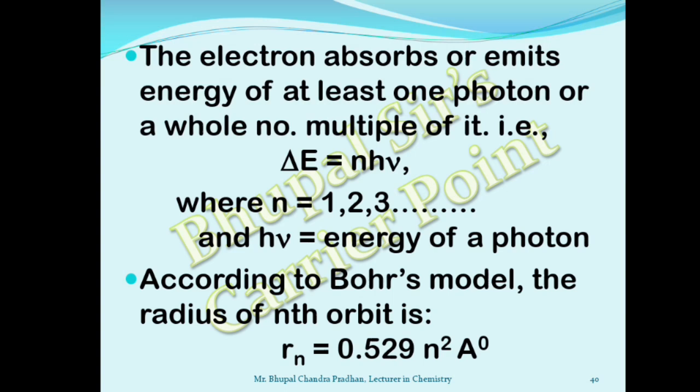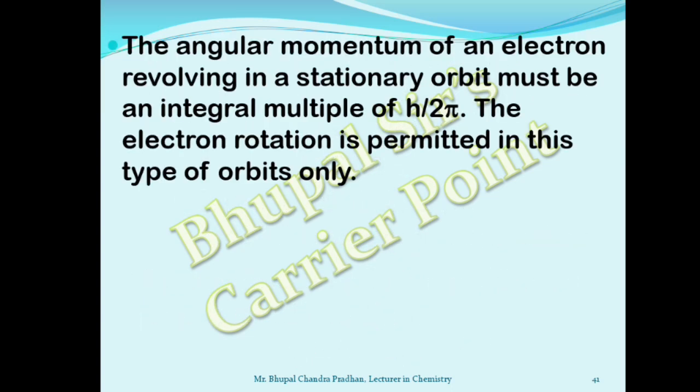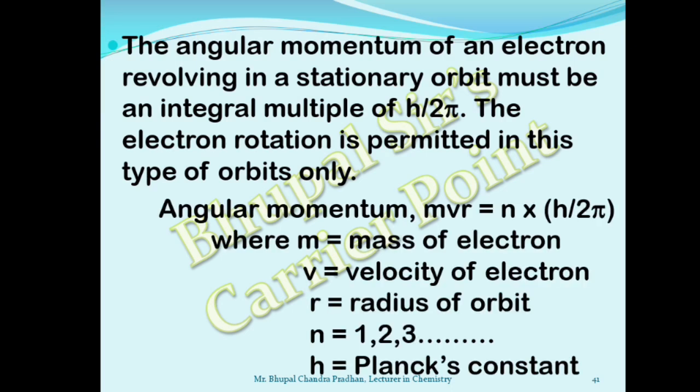According to Bohr's atomic model, the radius of the nth orbit is Rn is equal to 0.529 n square angstrom. The angular momentum of an electron revolving in a stationary orbit must be an integral multiple of h by 2 pi. The electron rotation is permitted in this type of orbit only. Angular momentum mvr is equal to n into h by 2 pi, where m is the mass of the electron, v is the velocity of the electron, r is the radius of the orbit, n is equal to 1, 2, 3, 4 and so on. h is the Planck's constant.